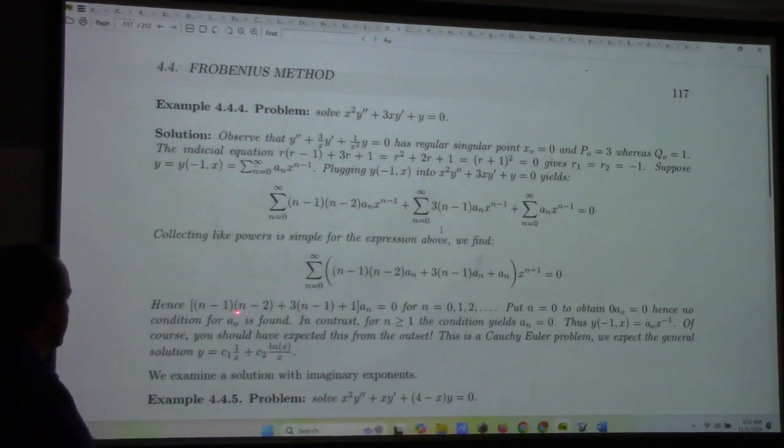n squared minus 3n plus 2. What is that? What happens with this equation? Is this non-zero? Well, I say if you put n equals 0, you get 0 times a 0. So you don't get any condition on a 0, right? And on the other hand, if you put n equals 1 or greater, this works out to something non-zero.